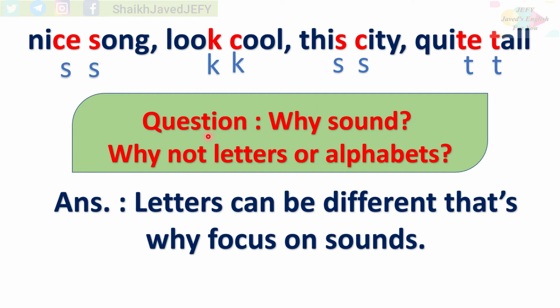So our question: why sound? Why not letters or alphabets? Why can't we link sounds on the basis of letters or alphabets? The answer is very simple, that I have recently explained to you. Letters can be different, that's why focus on sounds. Look, it's E letter, it's S letter, but if you focus on the sound, you know that nice song can be linked together, look cool can be linked together, and this city, quite tall, these words can also be linked together. Is that clear to you?